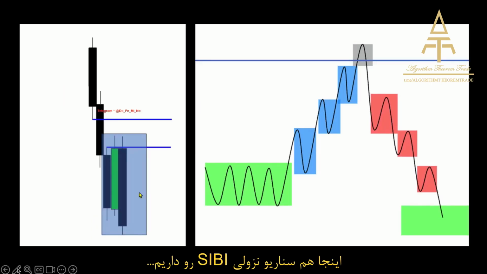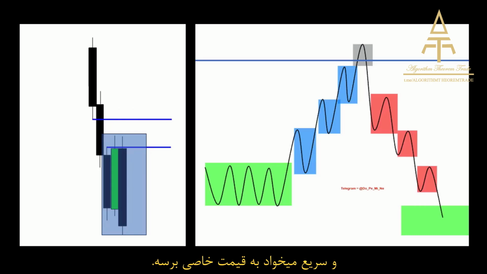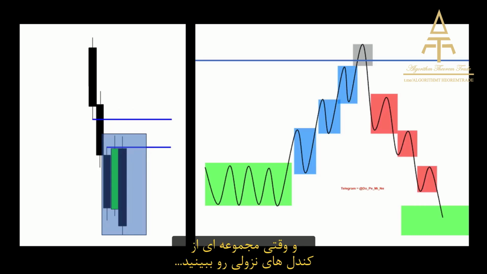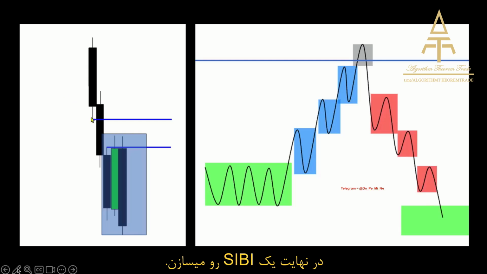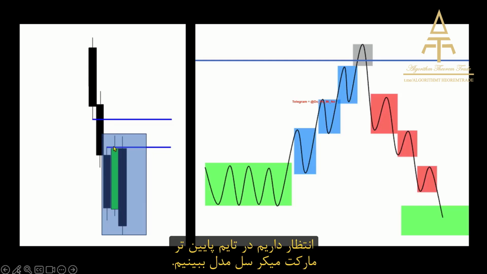So here we're going to take a look at the bearish CB scenario. This occurs when there's a lot of bearishness behind the marketplace. It's in a rush to get somewhere. And what you will see is that when there's a series of consecutive down close candles, a CB will form. When the market retraces into that CB and it fails to break above it, we anticipate a lower time frame market maker sell model to occur.